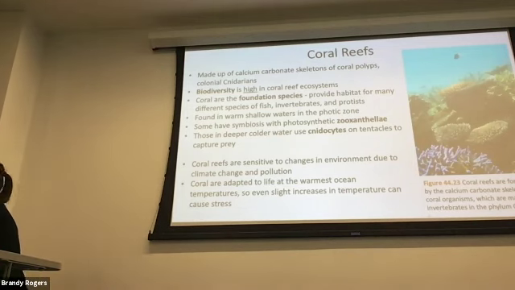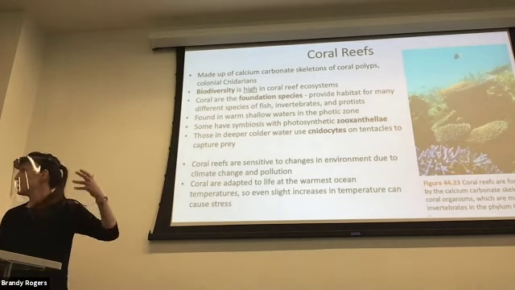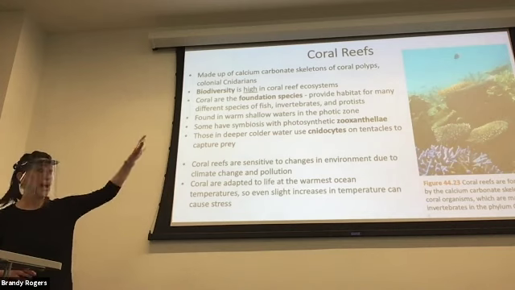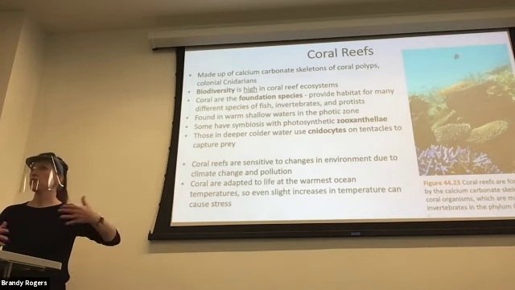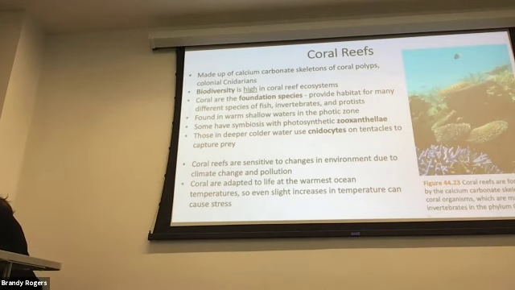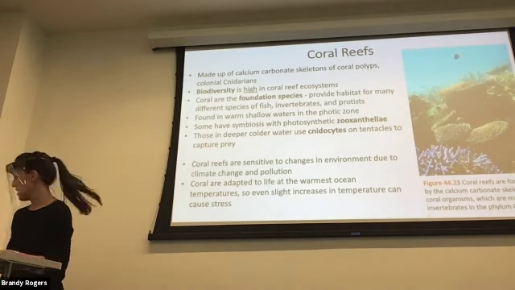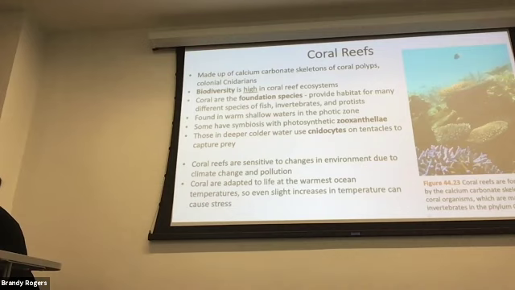You could consider kelp a foundation species if you're talking about a kelp forest in the ocean. Coral is a foundation species because it builds the reef, right? So if you take the coral out of the equation and you have degradation of the reef system, you lose habitat for all those other species. And because of where you find coral reefs, warm, shallow, tropical areas, biodiversity tends to be high. Why is biodiversity high where it's warm and sunny?